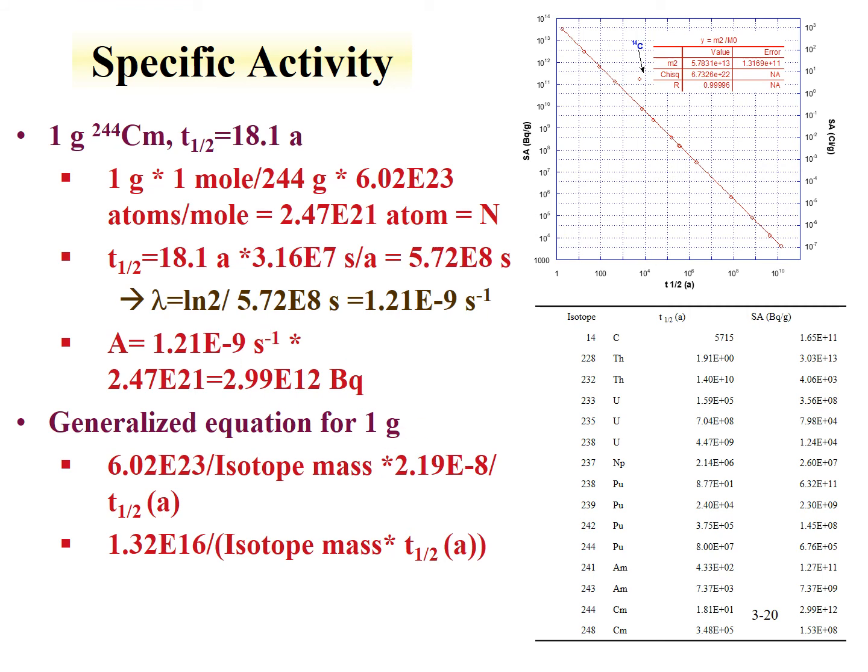Now we can generalize an equation for specific activity for a gram: it's just equal to Avogadro's number divided by the isotope mass times this value divided by the half-life in years.